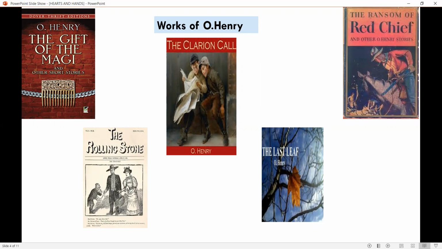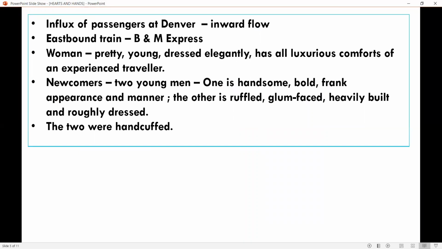Now, let's start the lesson. I hope all of you have the textbook with you. Keep the textbook in hand. Children, before you read the textbook, I want everybody to go through the box which is given on the left hand side. That is about O. Henry, the writer, and a brief introduction about the story. All right, I want you to read it. You can pause the video and read that.